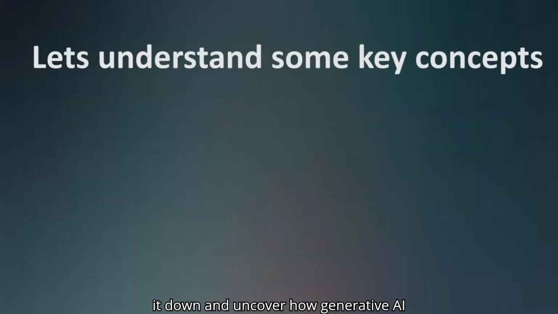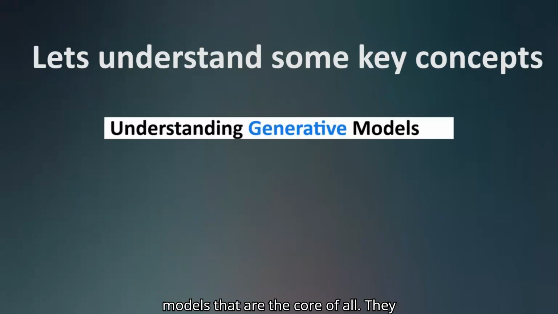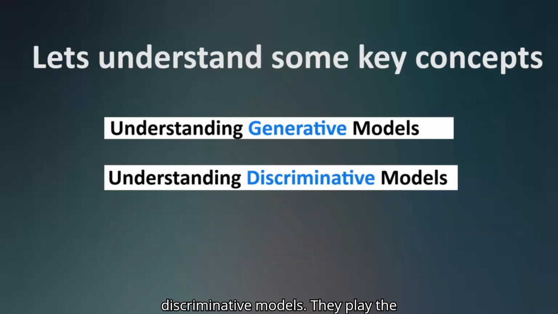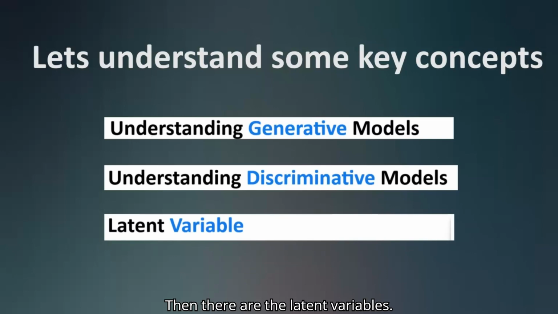Let's break it down and uncover how generative AI really works. First, there are generative models that are the core of it all. They create new data, whether it is images, music, or entire virtual machines. Imagine a machine dreaming something entirely new. Then we have the discriminative models. They play the detective role, identifying patterns and telling us what's what, like classifying photos of cats versus dogs. Then there are the latent variables.